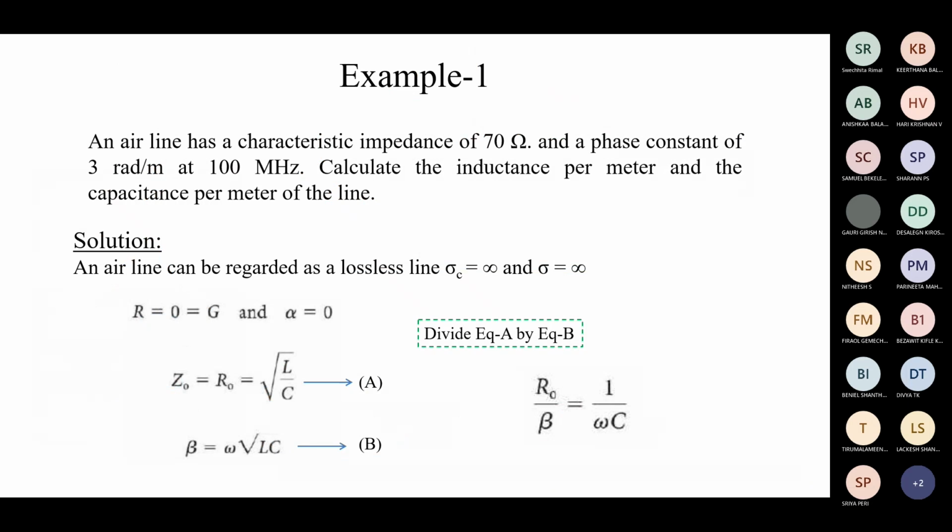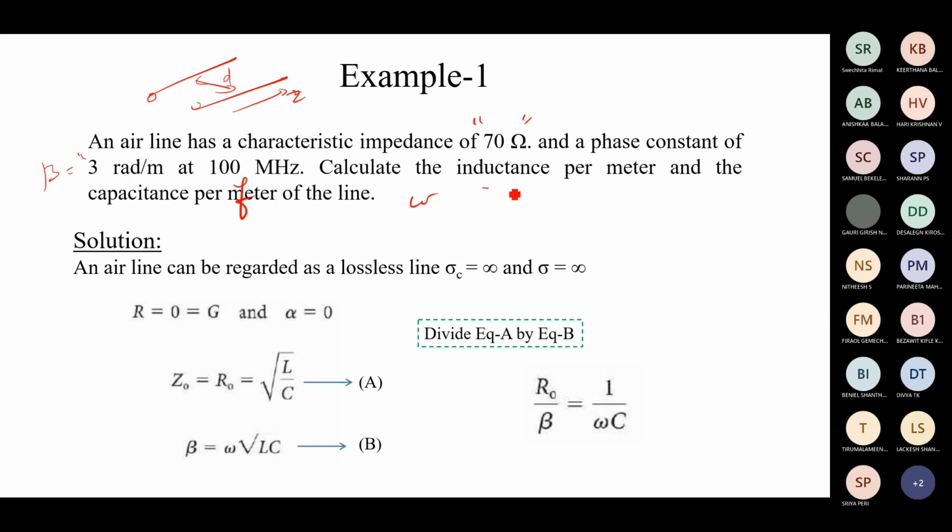A simple example we can take is an air line. An air line is nothing but two simple lines placed in an air medium with a constant distance throughout z, along the traveling direction. This will be maintained properly, and it has a characteristic impedance and a phase constant. The phase constant beta is given, and the frequency is given. Once the frequency is given, we can easily calculate omega, as you know.